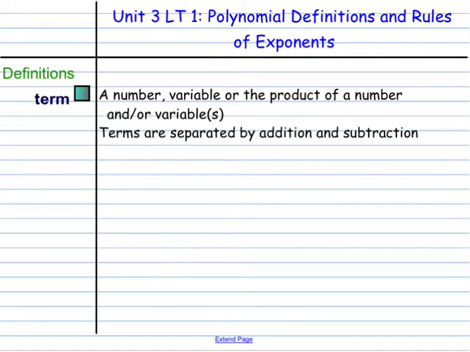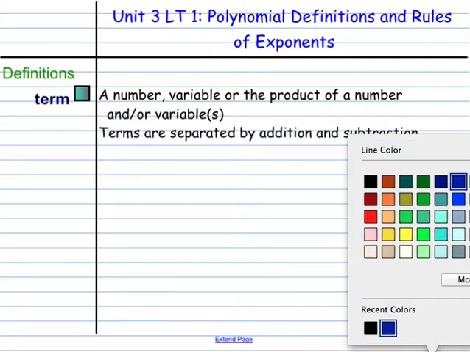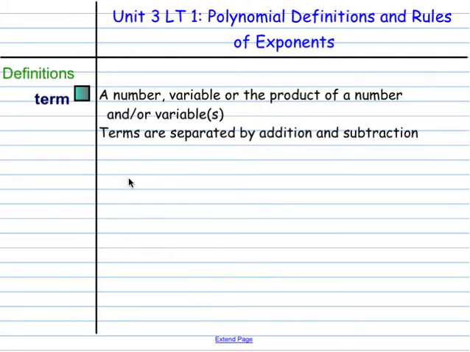So let's write a couple examples of what a term would look like. For a term, we could have 4. We could also have x squared. Or we could have a product of those two, which would be 4x squared. So each of those, 4, x squared, and 4x squared, are all considered a term. So make sure you have that written down before you move on in the video.